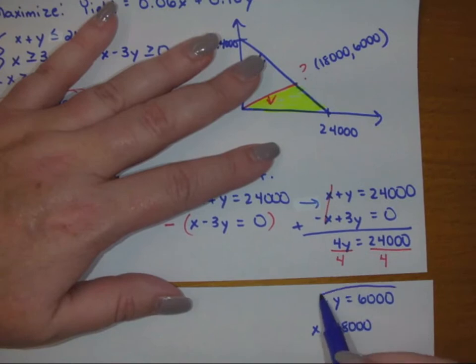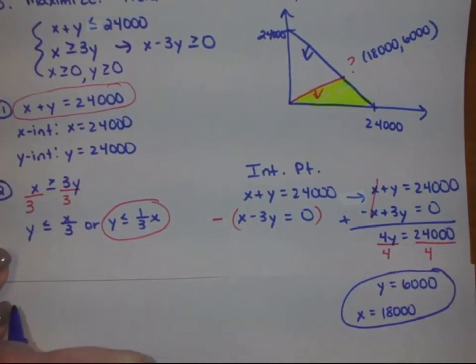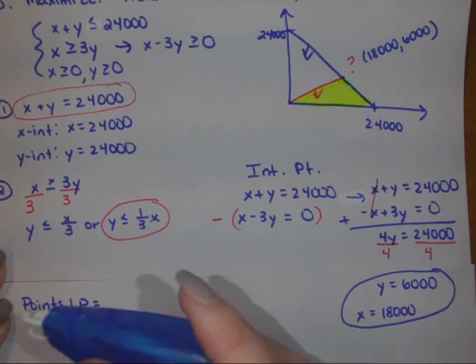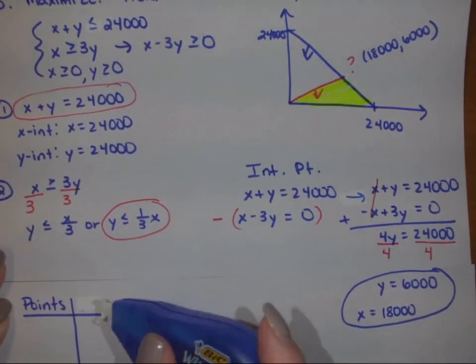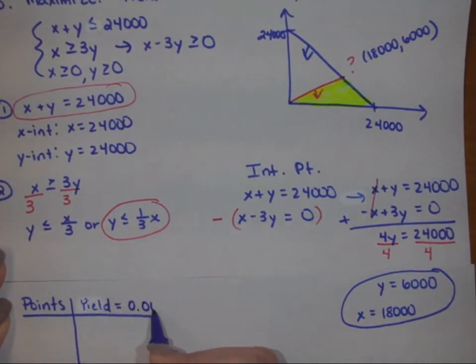And so notice that is actually all we needed to be able to do our method of corners, right? So now we have our points. We have our profit equation, or sorry, not profit in this case, it's yield. It's kind of profit. So yield equals 0.06x plus 0.110y.